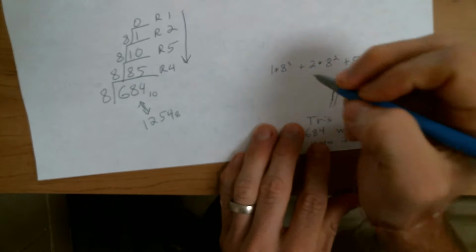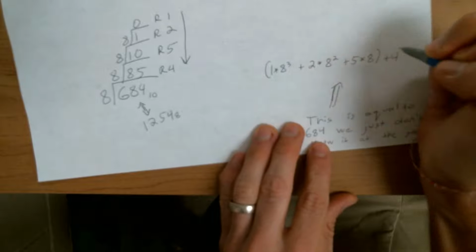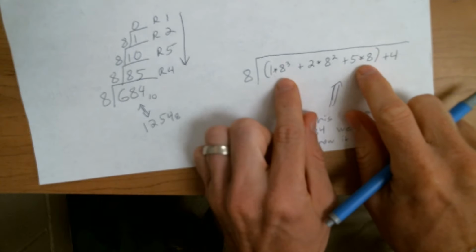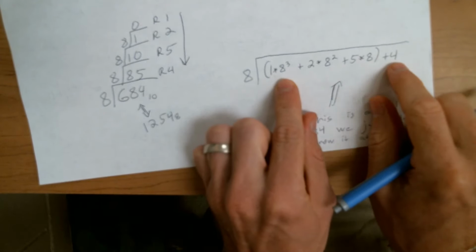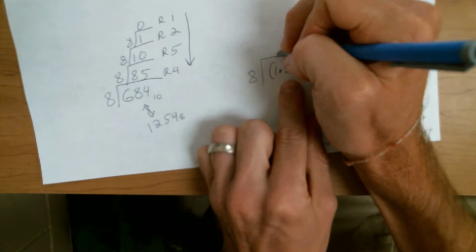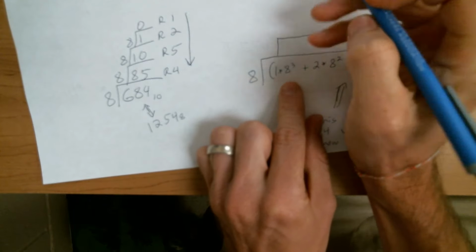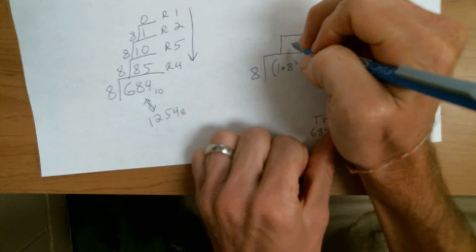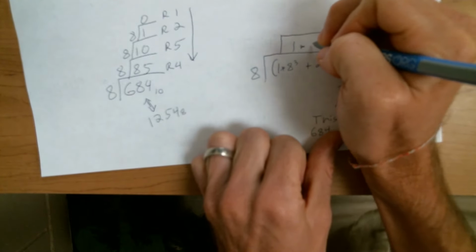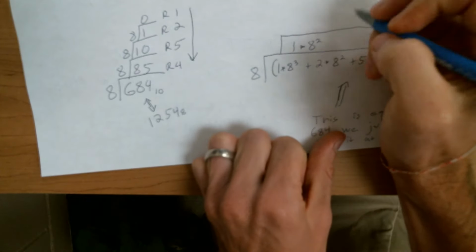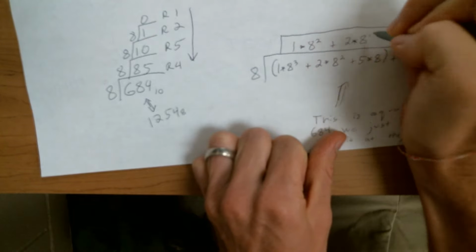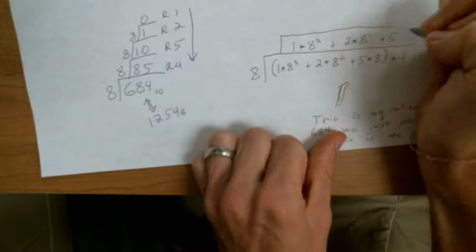So when we're dividing by 8, what we're really doing is sort of pulling out the common 8 from these three terms and then recognizing that this 4 is what's left over. And when we pull out that common 8, now we could rewrite this as 1 times 8 squared plus 2 times 8 to the first plus 5.